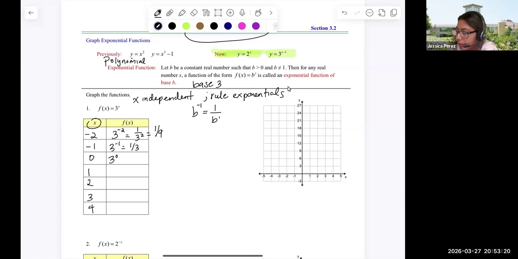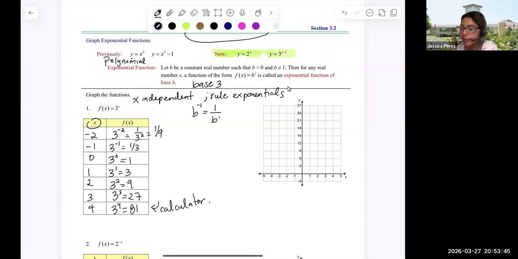Now 3 to the 0 is 1. 3 to the first power is 3. 3 squared is 9. 3 to the 3 is 27. And 3 to the fourth is 81. You can also use your calculator to check. 3 times 3 times 3 will be 27. 27 times 3 would be 81.